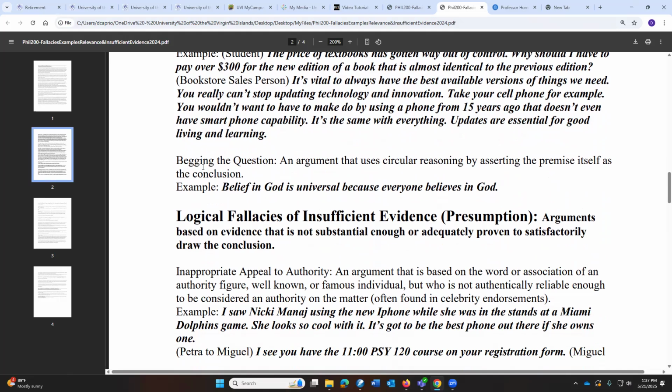All right. The next one, begging the question. This is an argument that uses circular reasoning by asserting the premise itself as the conclusion. So you really haven't gone from evidence to conclusion. You've just restated the evidence. Okay. So belief in God is universal because everyone believes in God. Well, that's kind of what universal means. Universal means everyone. So saying everyone believes in God is not really a good conclusion to the argument because you actually just said the same thing in your evidence.